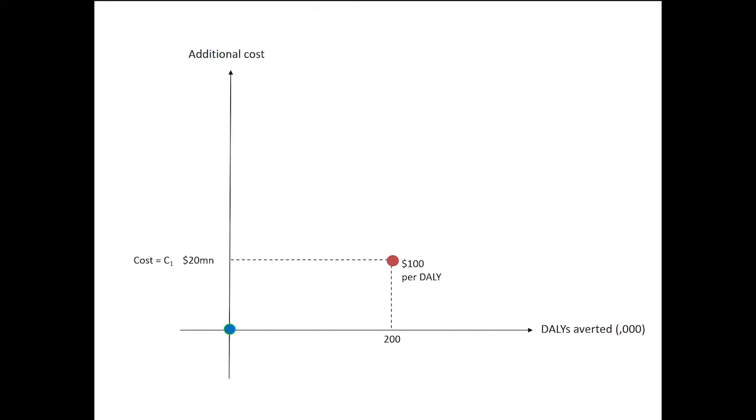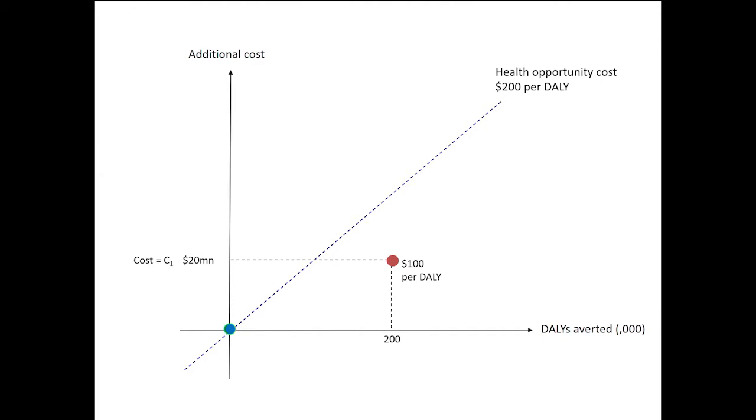Well, the key question is what else we could have done with that $20 million of resources? What else could have been done with it? Whether we're having to find that from existing commitments, in other words, we will be disinvesting in something else, or whether this is new money, we could have done something else with that new money as well. In other words, we need an assessment of those health opportunity costs. Let's imagine that we believe in this particular healthcare system, every $200 will avert a DALY somewhere else on average. What does that actually mean?